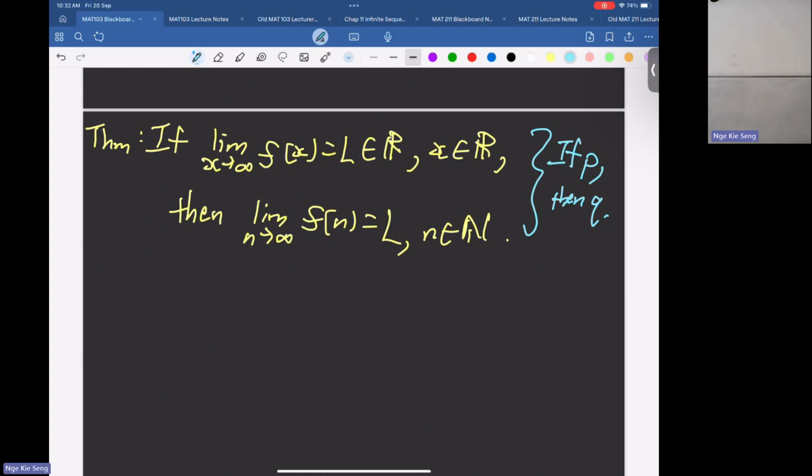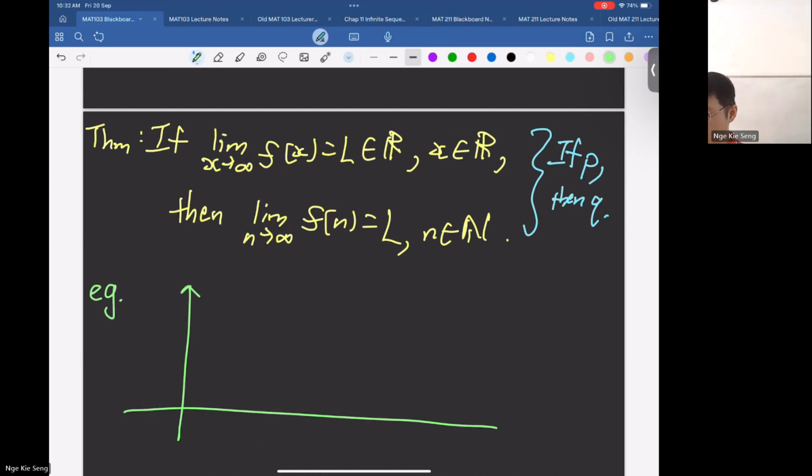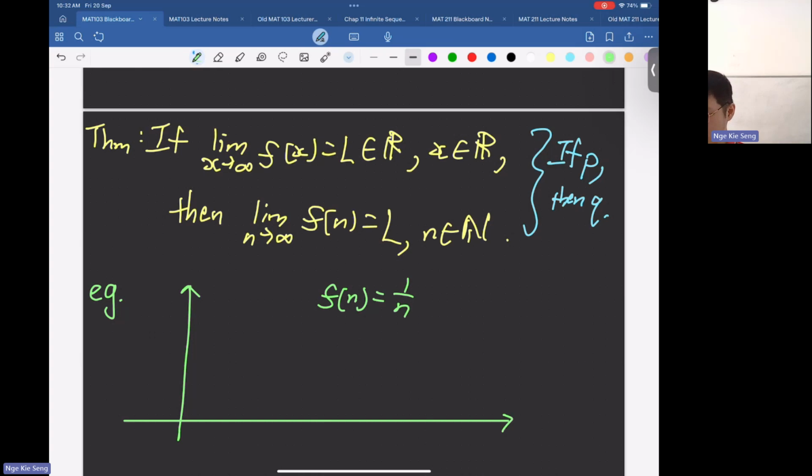Okay. How does this work? Let me give you an example first. How can you view a sequence as a function? Let's say we start with our favorite 1 over n again. So we have 1, 2, 3, 4, and so on, right? Maybe make constant distance here. So we get 1 here, half here, 1/3 here, and so on. Okay, so this is the sequence.